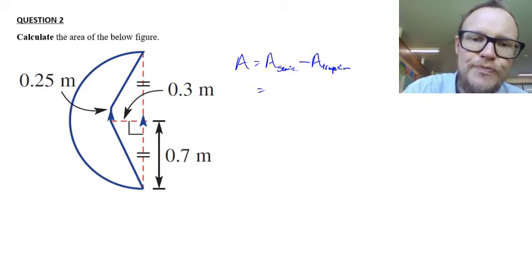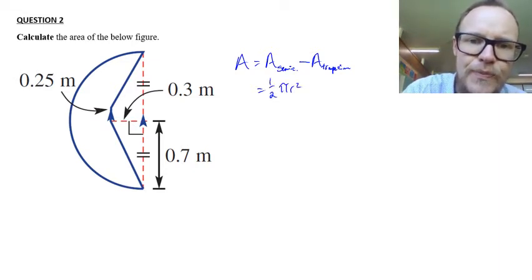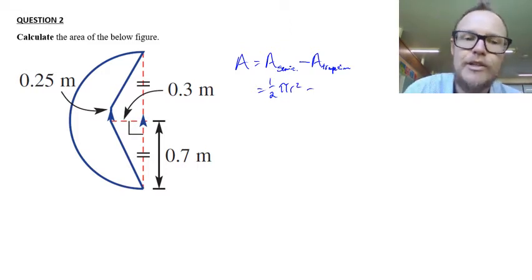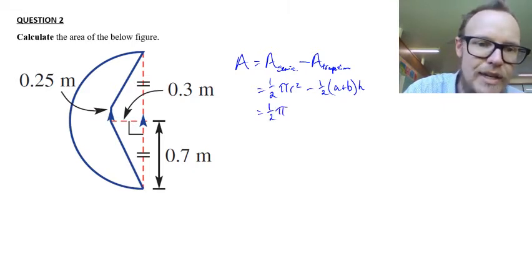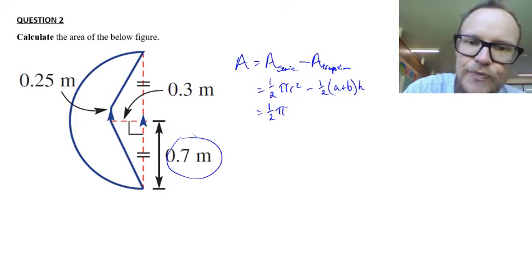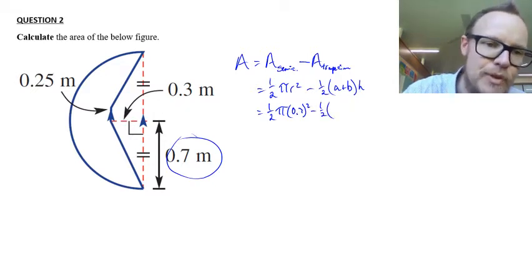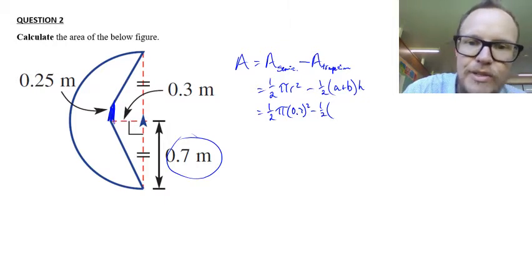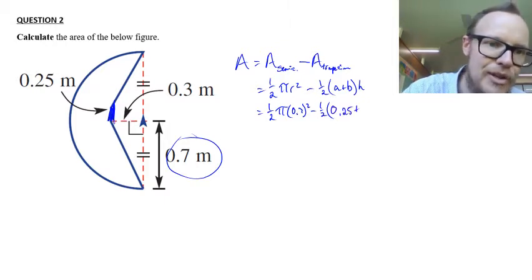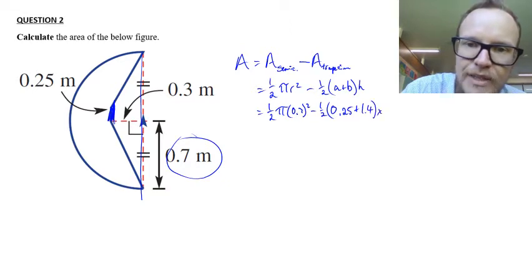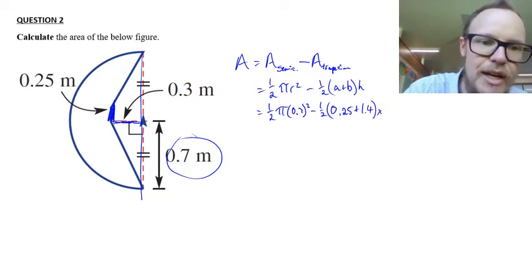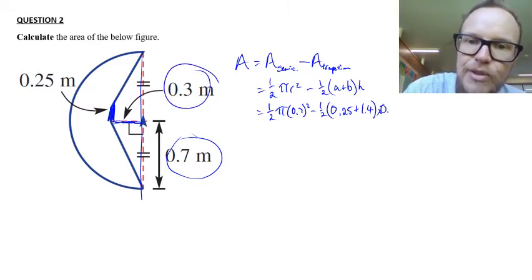So the area of the semicircle is going to be 1/2 of pi r squared. Substituting in formulas now, the area of our trapezium is going to be 1/2 (a plus b) multiplied by the height of the trapezium. The radius of our semicircle is given here as 0.7 metres. So this is going to be 1/2 of pi times 0.7 metres squared, minus 1/2 of (a, which is one length here of the trapezium, 0.25, plus the other length, which is all the way across the semicircle, 2 times 0.7, which is 1.4), and multiply that by the height of the trapezium, which here is 0.3 metres.